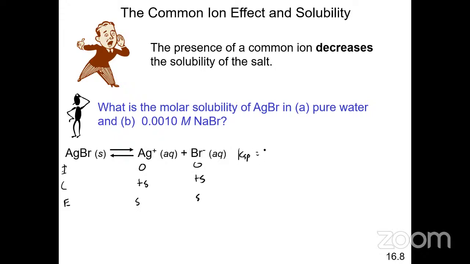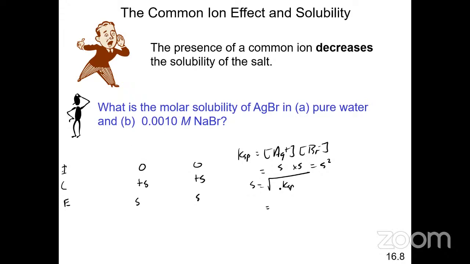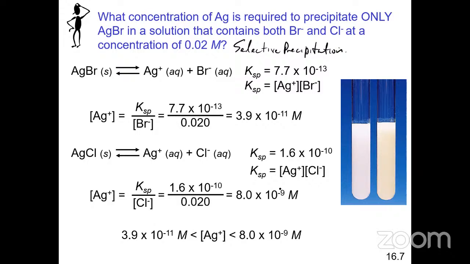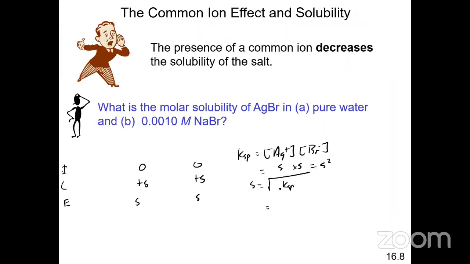Ksp, therefore, is going to be equal to the concentration of Ag+ times the concentration of Br-, and we're going to put S and S here. So therefore, this will be equal to S squared, and therefore S will be equal to the square root of Ksp, and the Ksp of silver bromide is 7.7 times 10 to the minus 13. So here I'm going to put the square root of 7.7 times 10 to the minus 13, all right? So let's find the square root of that. According to my calculations, this works out to be equal to 8.8 times 10 to the minus 7 M. All right, so that would be the molar solubility of silver bromide in pure water.